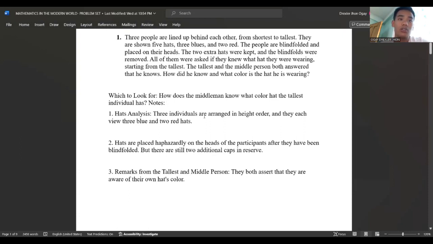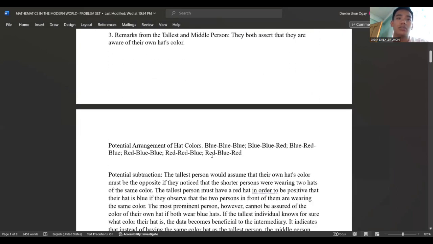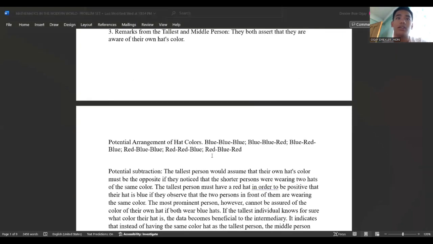The remarks from the tallest and middle person: they both assert that they are aware of their own hat's color. So alam daw nila. So next na gagawin is devise a plan. Devise ka ng plano. Think on how you will solve the problem. Was there a similar problem you have solved before? Is it possible to use the solution before? Parang yun, devise a plan.